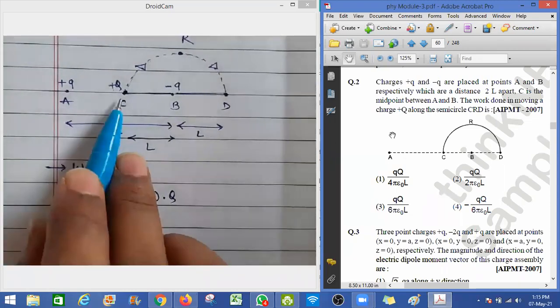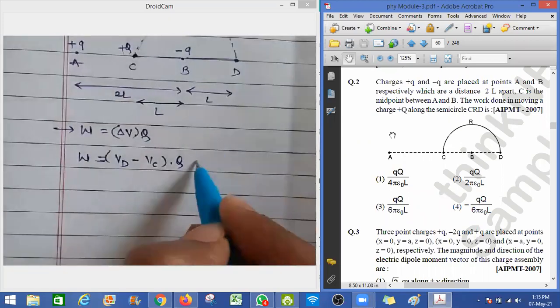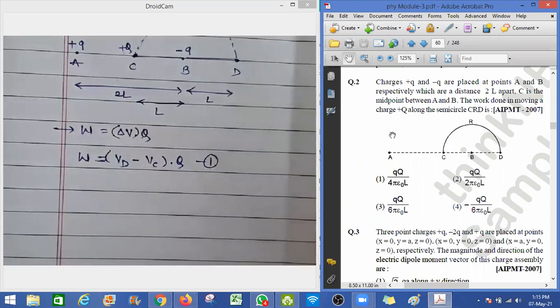To find out the potential difference, just do the final potential minus initial potential. Call this equation number 1.